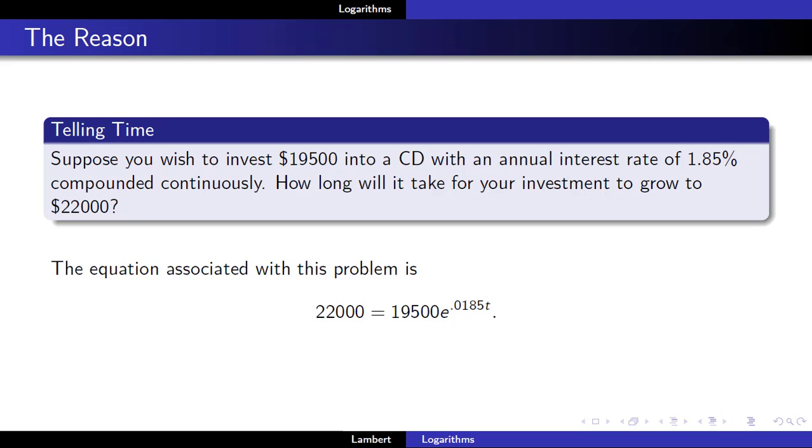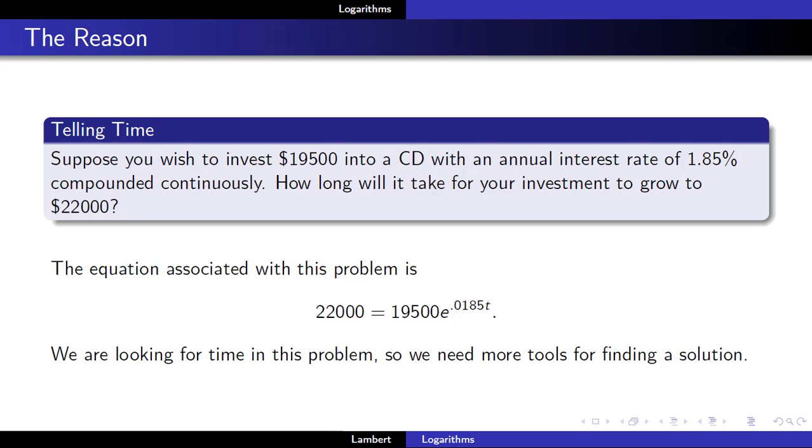So we need to reverse the process of what we were doing before. Rather than finding a final amount, we want to find the time it takes to get a final amount. So reversing that process, we're going to need some new tools. The new tools that we'll look to are some properties of the function e to the x.